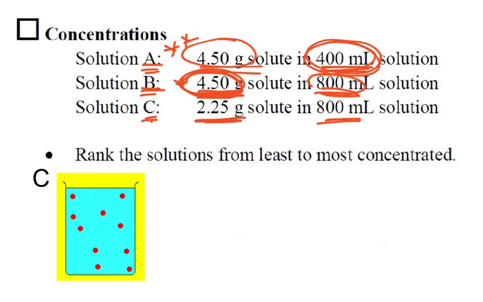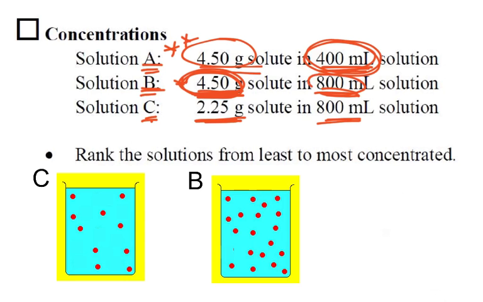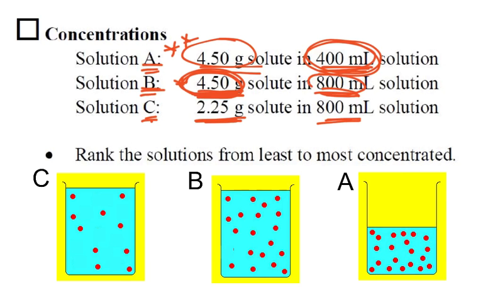So I saw a picture on the internet. Here's a solution. Here's the same volume of solution like B and C, but B has twice as much solute in it. And then we have A over here, which is the same amount of solute as B, only it's concentrated into a smaller volume. So we can see that C would be less concentrated than B. B is less than A, so the answer is C, B, and A.